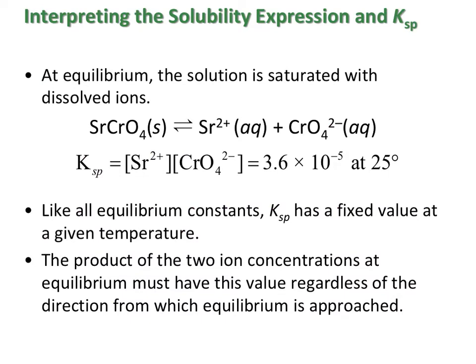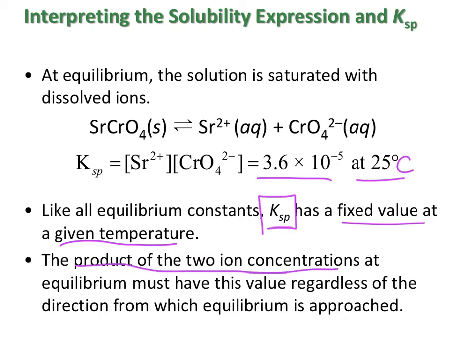So again, like I mentioned, our equilibrium constants, in these cases, Ksp, they have a fixed value at given temperatures. So if you remember that little table we looked at with all those Ksp values, they were all at 25 degrees C. Here for this particular example, we have a Ksp value of this at 25 degrees C. And overall, the product of these ion concentrations at equilibrium have to equal this value, regardless of which direction the equilibrium is approached. So if you look at reverse versus the other way around, it's going to be the same because we don't have that solid taken into account here.